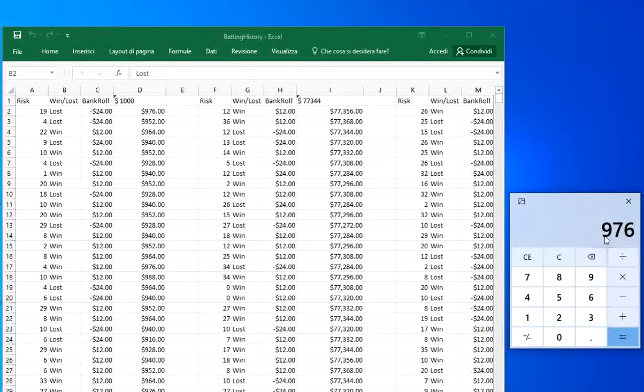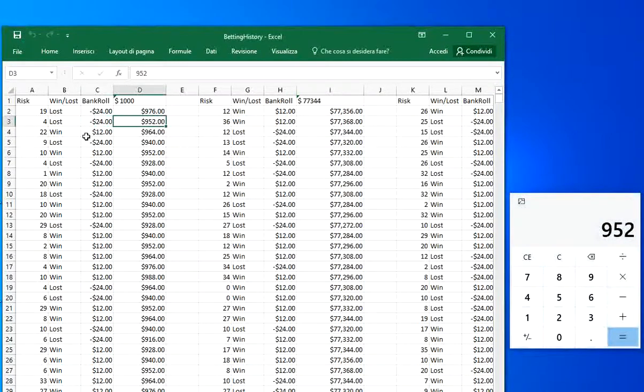976. So that is it. The first bet we lost, the second bet we lost, so we deduct it from the previous bankroll. That was also minus 24, which gives us 952. That is it. So we lost.